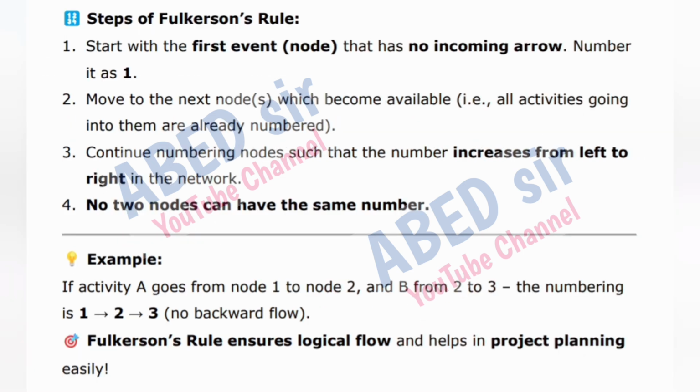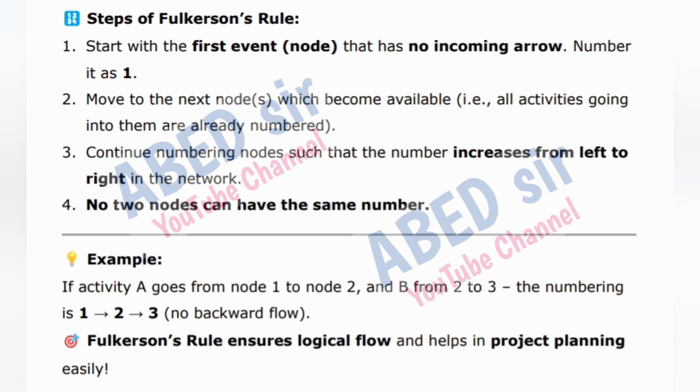Steps of Fulkerson's rule. 1. Start with the first event, node, that has no incoming arrow. Number it as 1. 2. Move to the next nodes which become available, i.e., all activities going into them are already numbered. 3. Continue numbering nodes such that the number increases from left to right in the network. 4. No two nodes can have the same number.